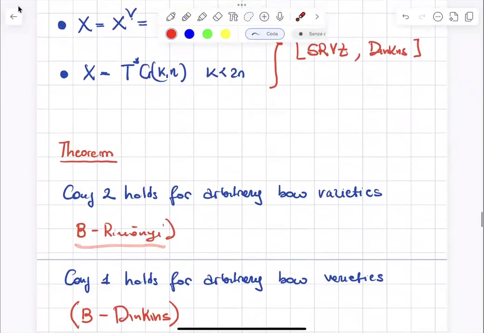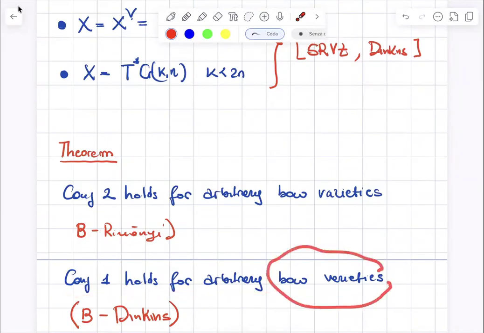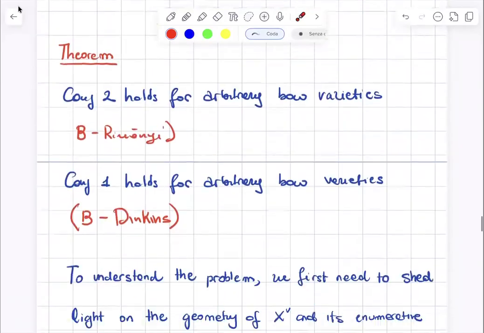And the second part of the theorem says that also conjecture 1, the one relating the vertex functions, holds for arbitrary Bow varieties. And this is joint work with Hunter Dinkins. Of course, if I state it in this way, I'm not telling you much because I'm not telling you what a Bow variety is. So let's look at that.